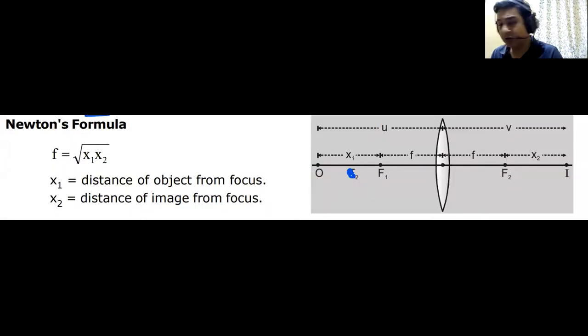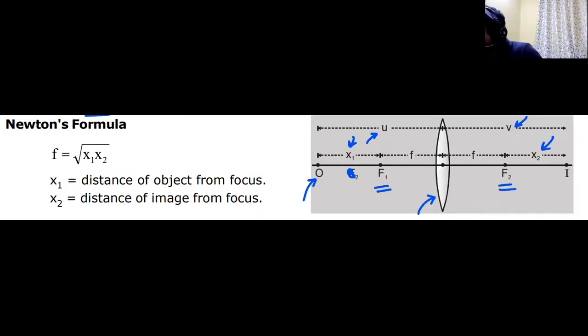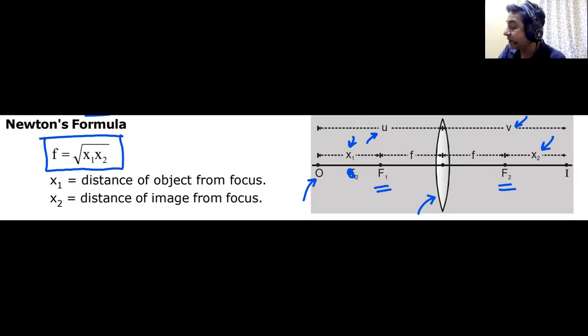Then again, we move on to Newton's formula. We had seen Newton's formula for mirrors. You can also see Newton's formula for lenses. This is the lens. It is a convex lens, valid for convex lenses. The object is here. The object distance is u. The image distance is v. X1 is the distance of the object from focus F1. X2 is the distance of the image from the focus F2. Remember, Newton's formula is very simple. The focal length f of the lens will be root over X1 X2. Do we understand this?